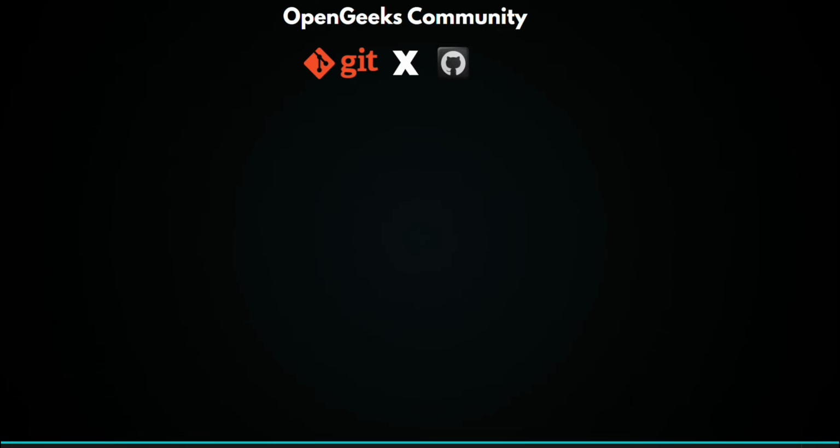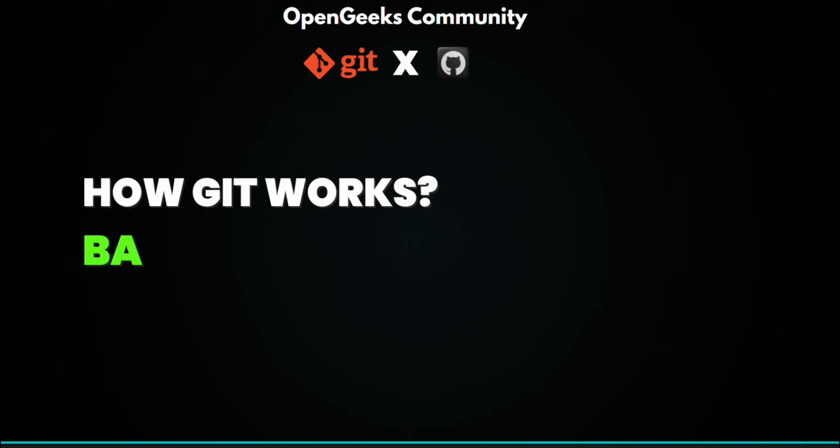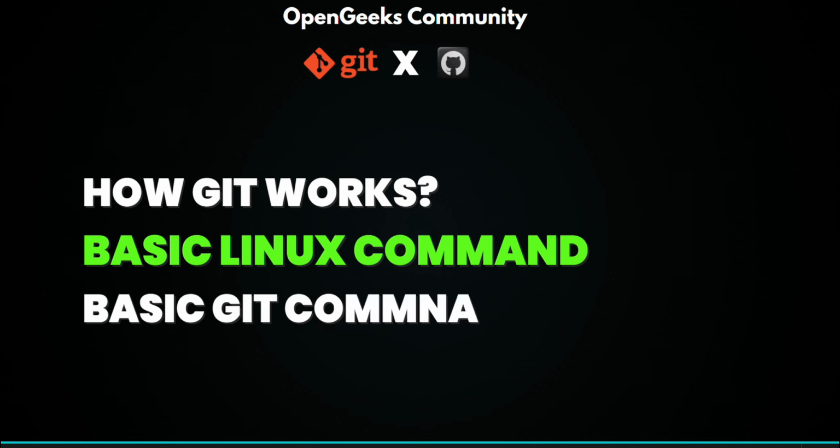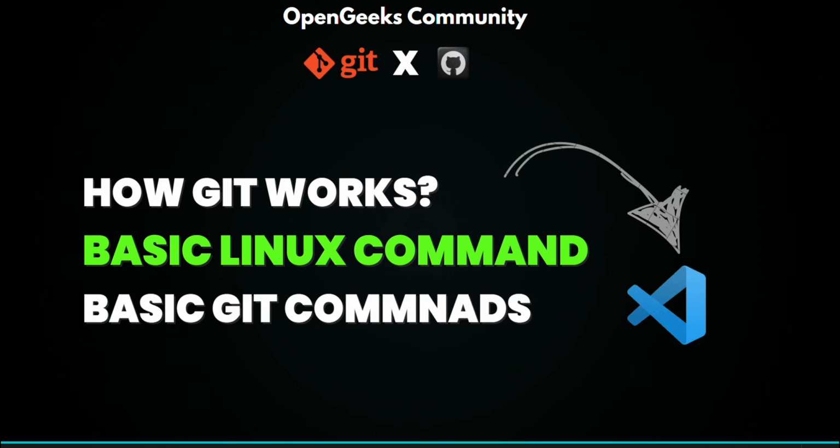So in the last two videos we understood what Git and GitHub are and how you can install Git locally. Today we are going to learn how Git works internally. Then we will look at some basic Linux commands and some Git commands, and we will try everything out in VS Code with a hands-on demo. So let's get started.